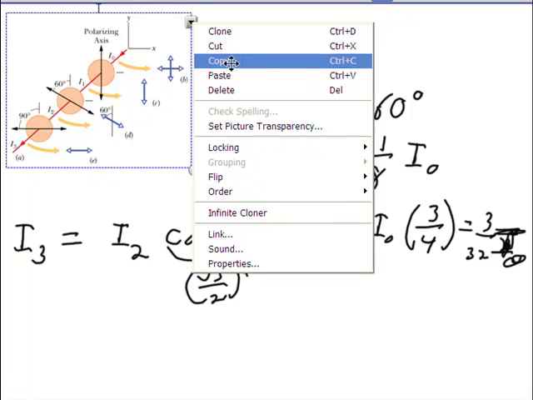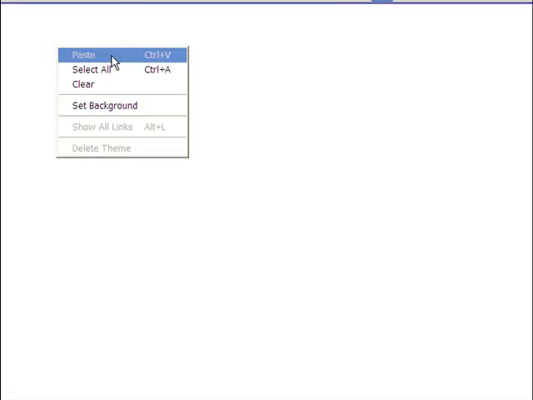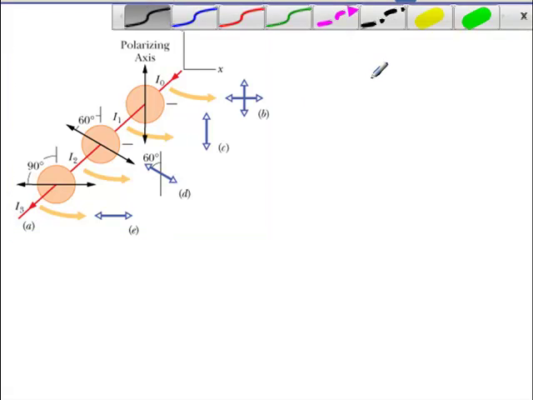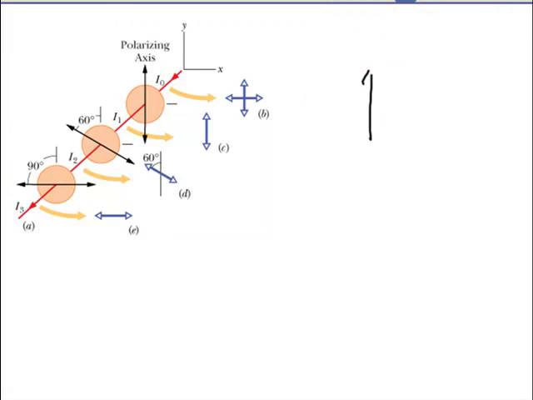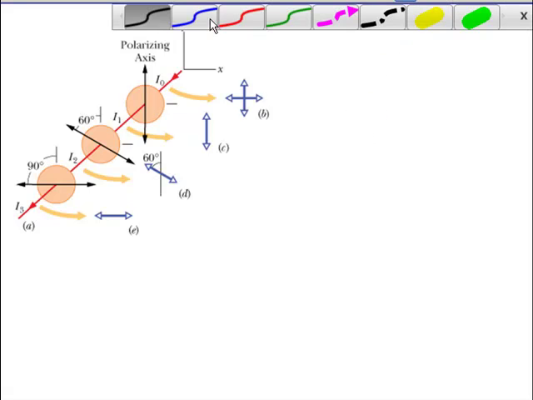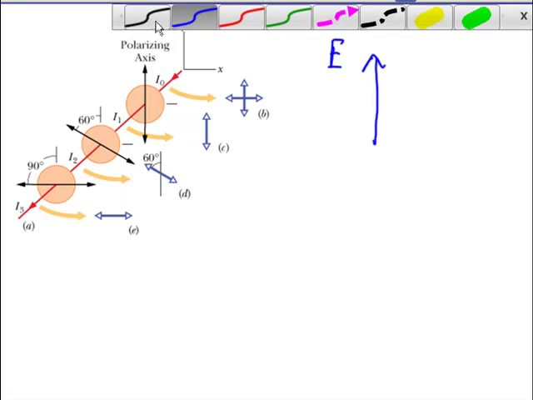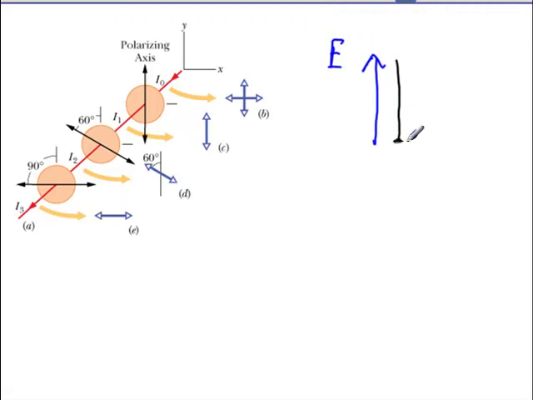I'm going to copy this, make a new sheet, paste it down. I start with electric fields pointing every which way. As they come through the first polarizer, I'm left only with electric fields that point up and down. So the electric field is strictly up and down. Now you'll notice that electric field has no component along the x direction. All of it is along the y direction.